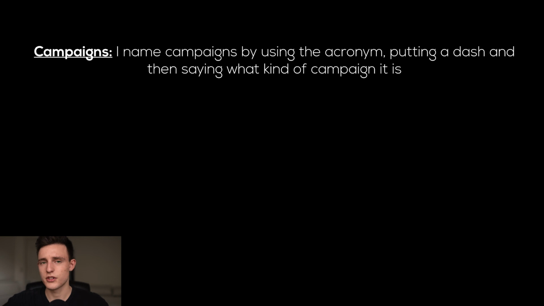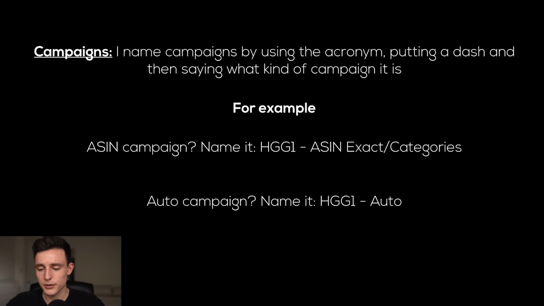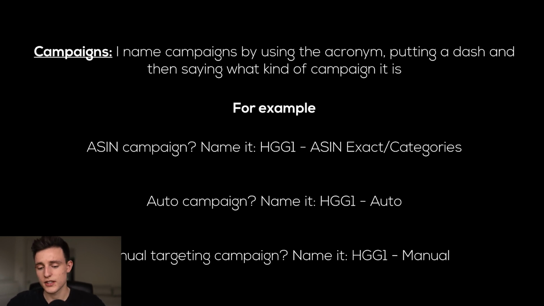After you do the portfolio, I'll be showing you all this stuff in a sec, so don't worry. Within the portfolio are going to be all your campaigns. And I name my campaigns using the acronym again, and then putting a dash, and then saying what kind of campaign it is. So if you recall, I talked about a bunch of different campaigns just a second ago. For example, ASIN campaigns, I would name it HGG1 dash ASIN exact, or there's also the category type, so you could do HGG1 dash ASIN categories. Auto campaigns, HGG1 auto, and then manual targeting, I'll do HGG1 manual. Very simple, just keeps things organized, you know which one is which.